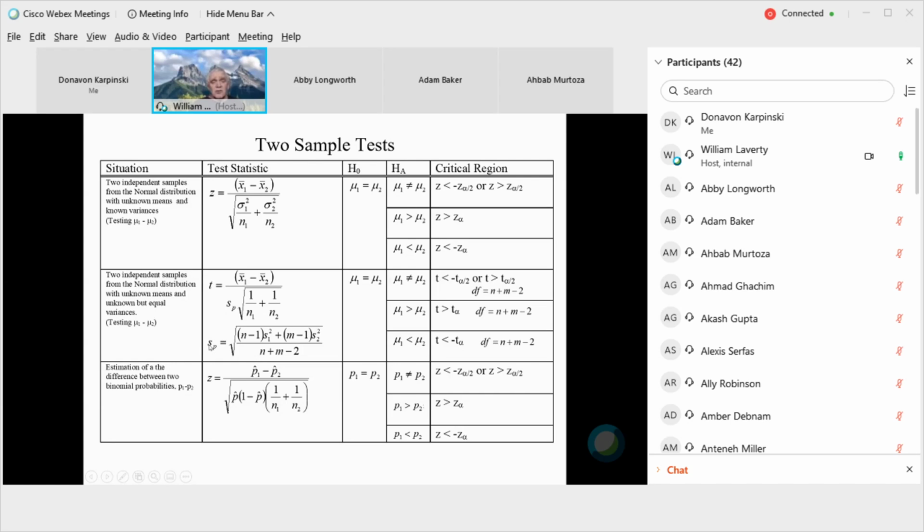Then you have to use what's called the pooled estimate of variance. This then has a t-distribution. The degrees of freedom is n plus m minus 2.